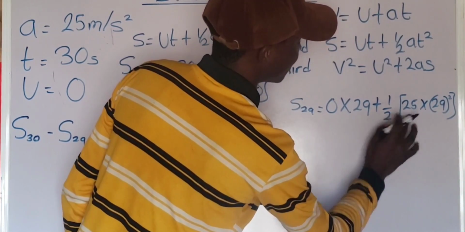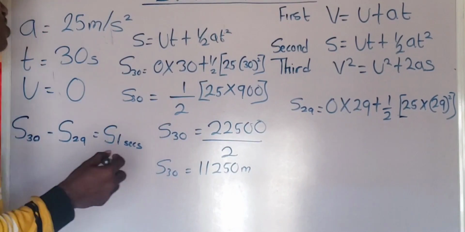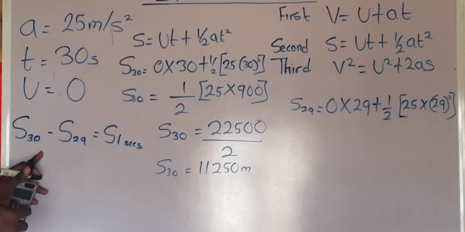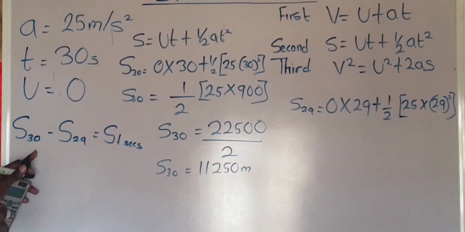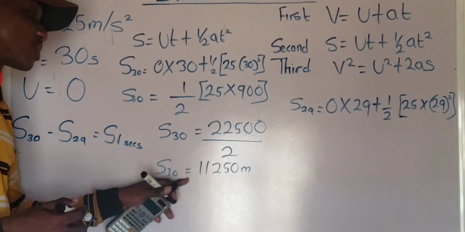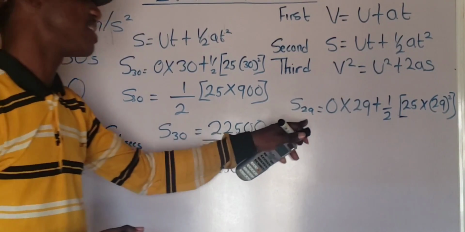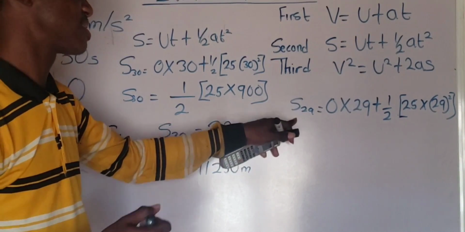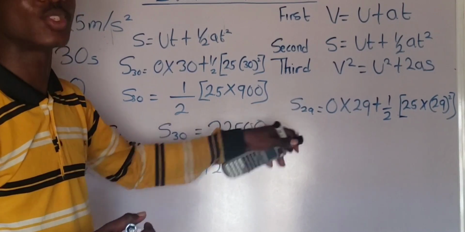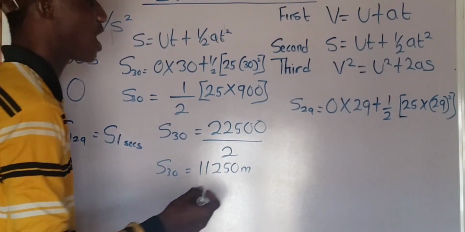Do you understand? It's very simple, okay? You see, I first calculated the distance that the Formula 1 car covers in 30 seconds. So that gave me this. Then I'm now calculating the distance that the Formula 1 car will cover in 29 seconds. Pay attention.